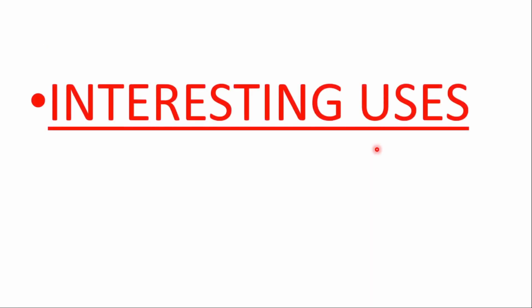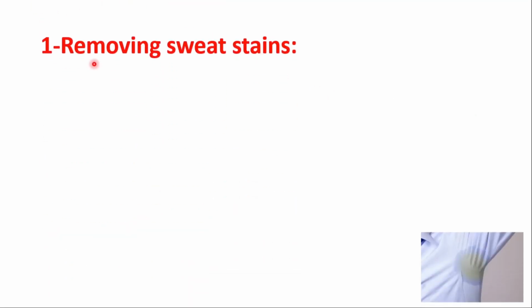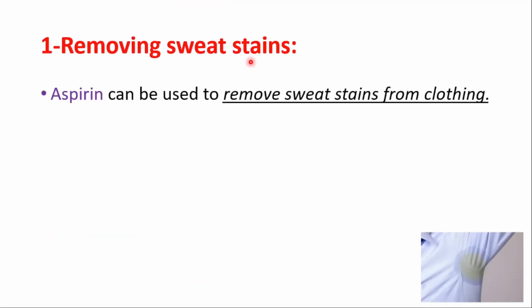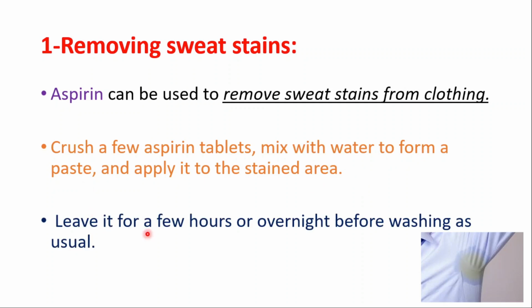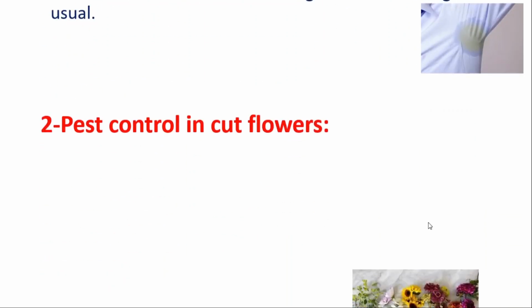Now we will talk about interesting uses of aspirin briefly. It's used in removing sweat stains. Aspirin can be used to remove sweat stains from clothing. Crush a few aspirin tablets, mix with water to form a paste, and apply it to the stain area. Leave it for a few hours or overnight before washing as usual.